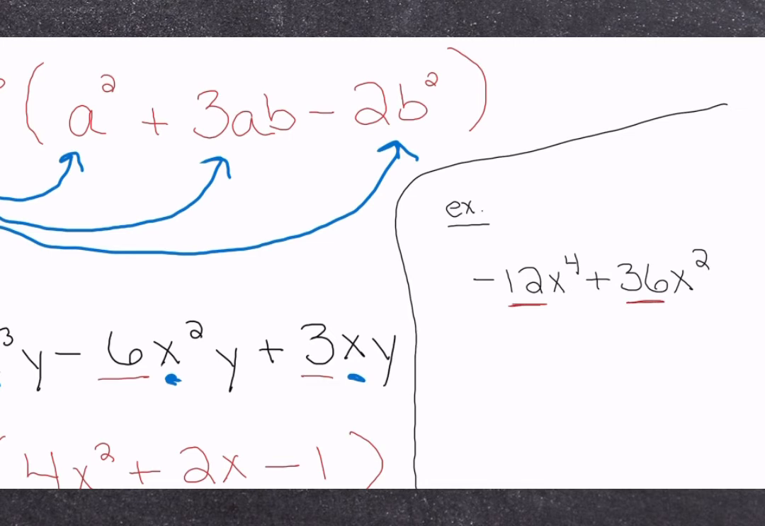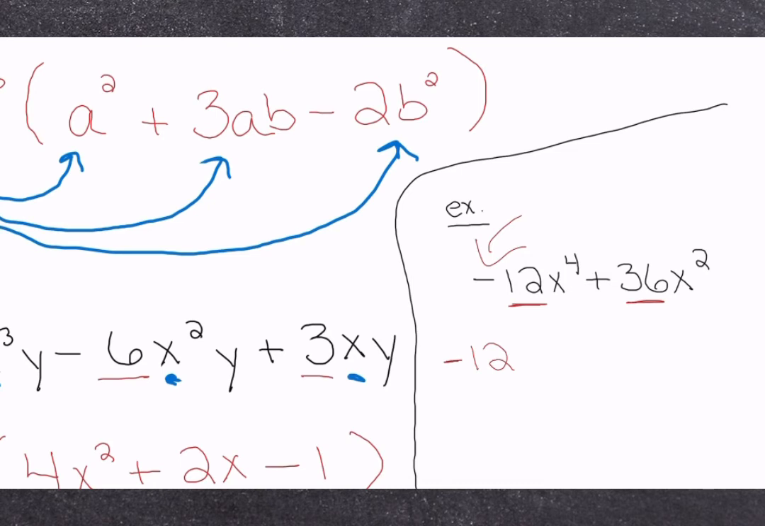Look at 12 and look at 36. What's the highest number I can divide into 12 and 36? That will be 12. 12 is the highest number because 12 goes into 12 and 12 also goes into 36. But look what I have here, a negative. So instead of it just being 12, I actually need to take out a negative 12.